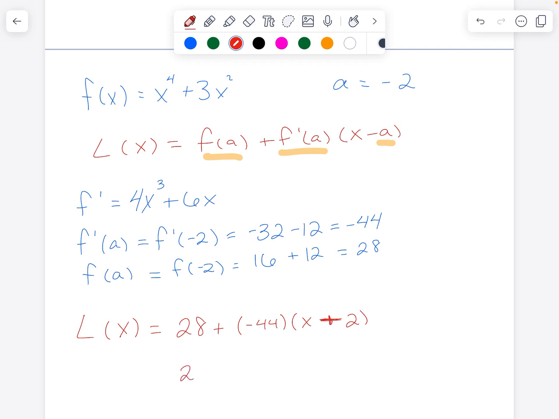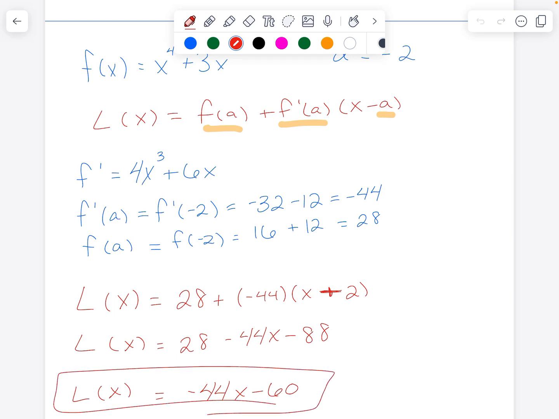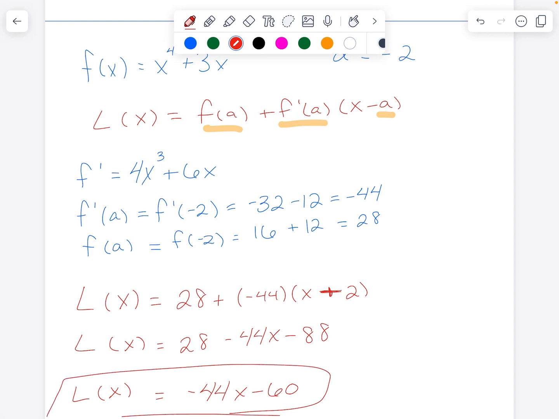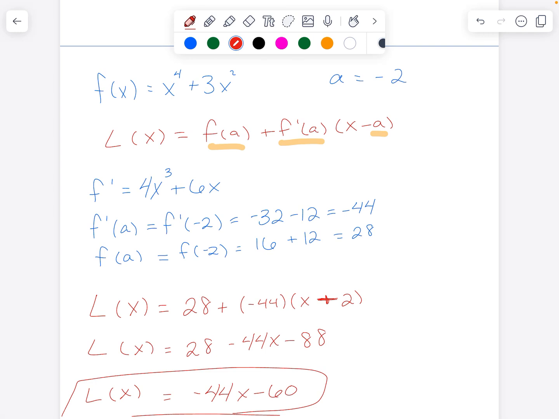Let's simplify this. I get 28 minus 44x minus 88. So my linearization, my tangent function, is going to be negative 44x minus 60. So that's the equation of the tangent line to that function, f of x equals x to the 4th plus 3x squared at the point a equals negative 2.